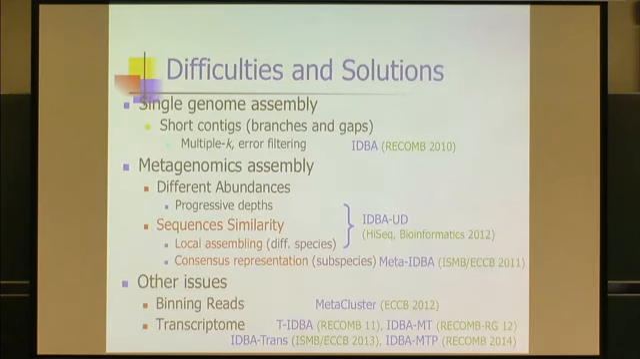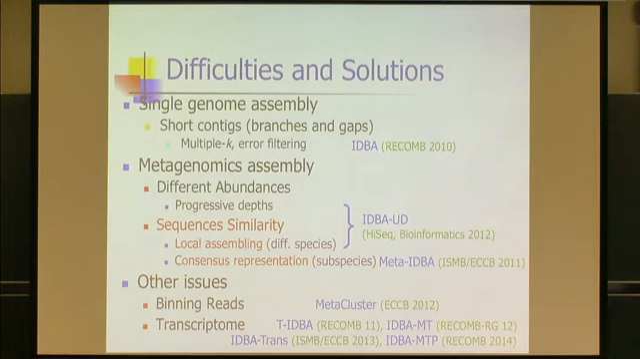Okay, now I move on to the second difficulty for metagenomic assembly. I think everybody sort of understands the difficulties, right? But we try to look into the issues in more detail. This is basically a sequence similarity problem. And in fact, we are talking about two kinds of sequence similarity.